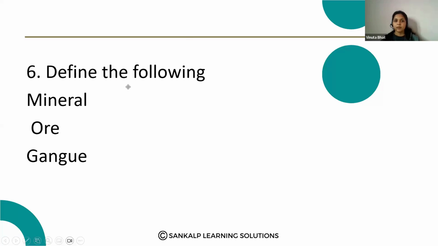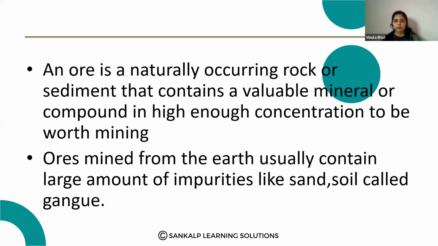Define the following: mineral, ore and ganj. So you have to define what is mineral, what is ore. The first one, ore. An ore is a naturally occurring rock or sediment that contains a valuable mineral or compound in high enough concentration to be worth mining. So that is extracted by mining, that is called an ore.